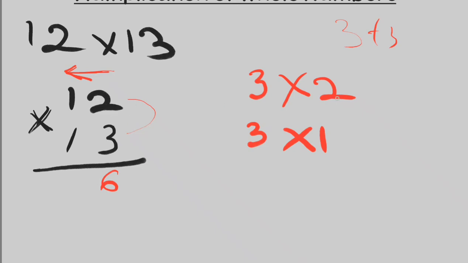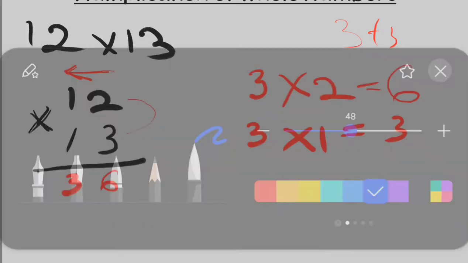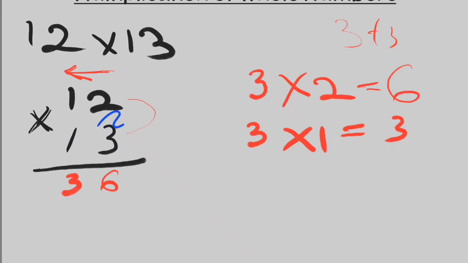3 times 2 is equal to 6. Then 3 times 1 is equal to 3. So you write a 3 down here. Then when you're done with that, you're going to now start with the second number, which is this number right here. And I'm going to change the color of that. That way it's easy for you to follow. So we're going to start with this one times this one.